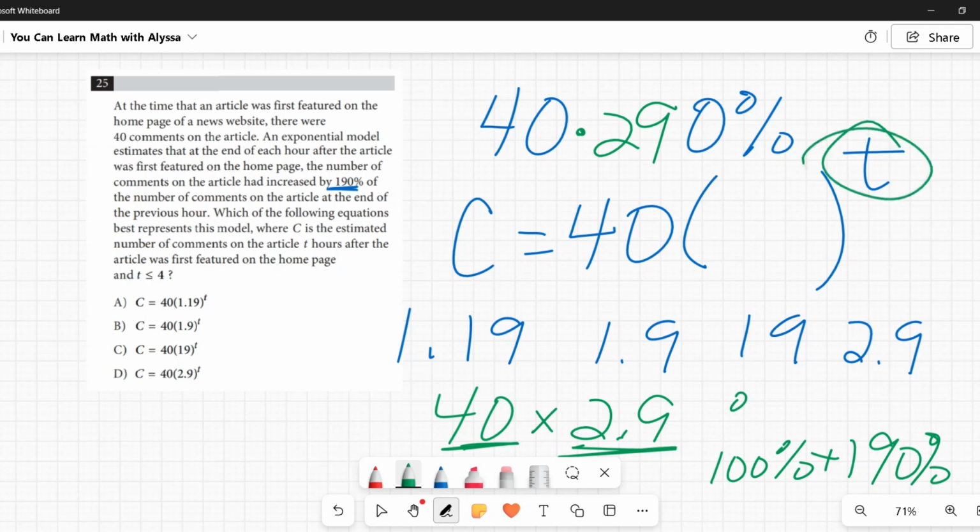And then that t is, for every hour, you're multiplying it again by 2.9 to show the next hour. If this was to the power of 2, then you're multiplying by 2.9 times 2.9. You're doing it twice. If it was to the 3, it's 2.9, 2.9, 2.9 for each hour, that 190% increase. So I foresee a lot of students getting that one wrong. I hope I'm wrong. I hope they don't catch people with it. But it is D. C equals 40 times 2.9 to the power of t.